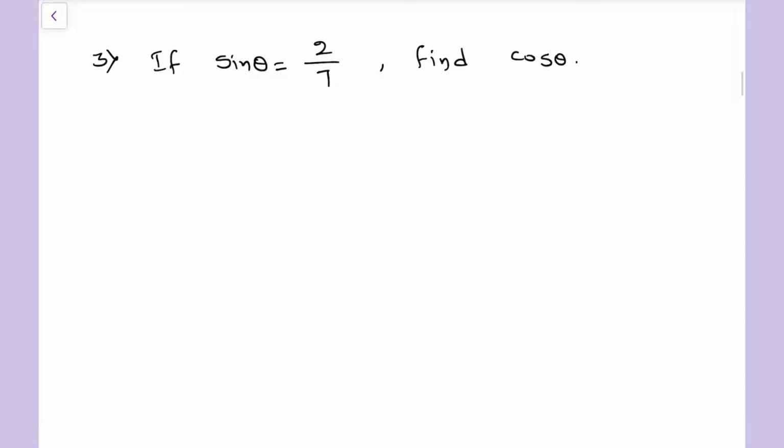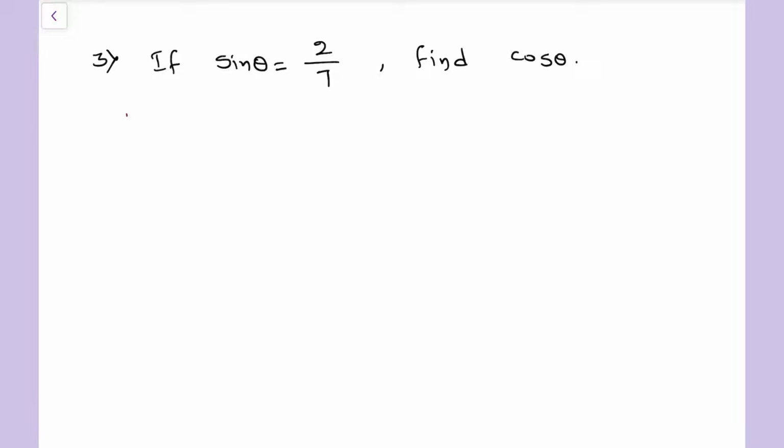Next, in the first and second question, they gave figures and we did whatever he is asking. But in this case, he won't give the figures. We need to draw the figure and we need to substitute the values for the figure correctly. Then after we need to find out. Let us check. If sine theta equals 2 by 7, then find the value of cos theta.